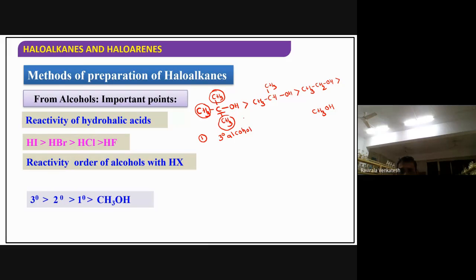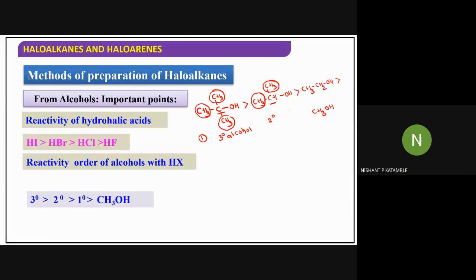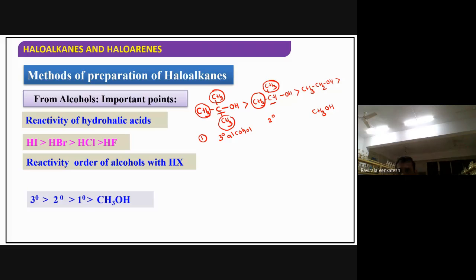Next, the OH-bonded carbon is bonded to how many carbons here? 2 carbons. So this one is called secondary. Now the OH-bonded carbon is bonded to 1 carbon. This is called primary.